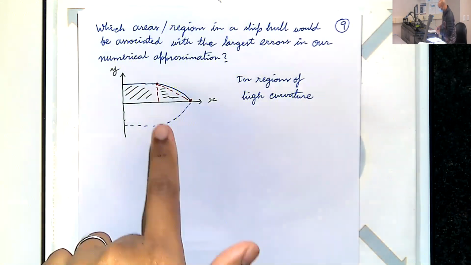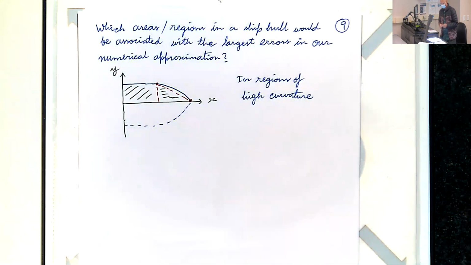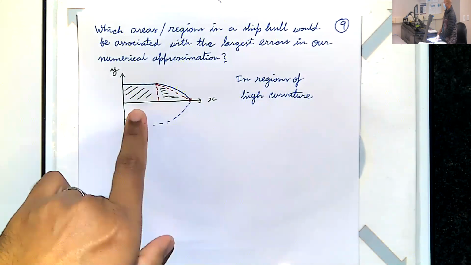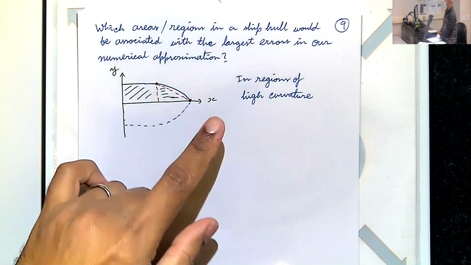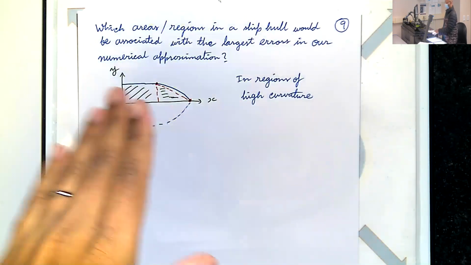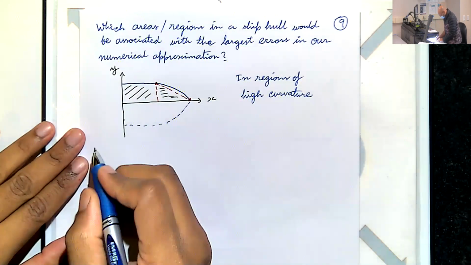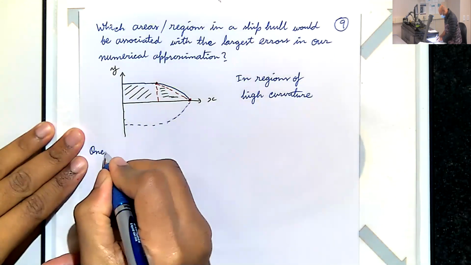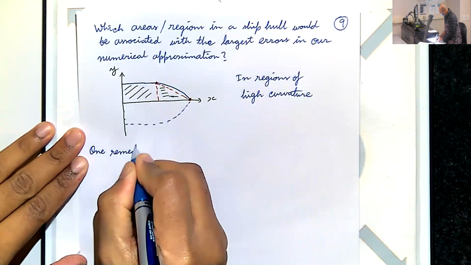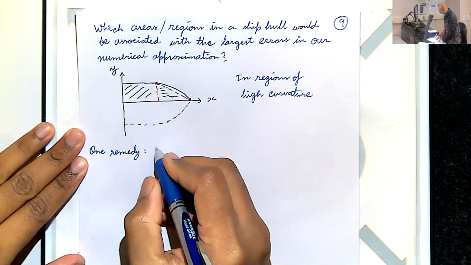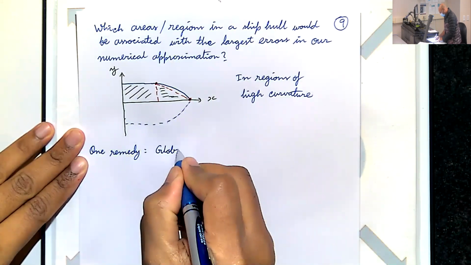How do you fix this problem? You say more boxes, more trapezoids? Yeah, so you can say, all right, chop this up into, instead of just two subintervals, 10 subintervals. So one remedy is what we call global refinement.